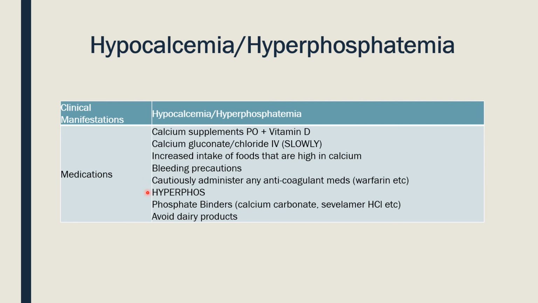Now when it comes to hyperphosphatemia, let's say you check the calcium, it is low, and you check the phosphorus, it's really high. Then this time you want to give phosphate binders. When you give calcium carbonate or sevelamer, the excess phosphorus binds to it, and then your patient will defecate that excess phosphorus. And remember to avoid dairy products.